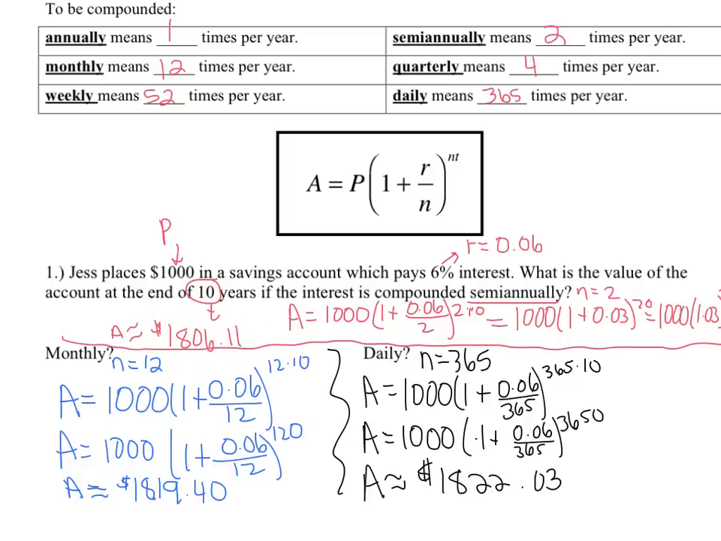If you compound monthly, so 6 times as many times we're going to calculate interest, you'll get about $13.29 more. And if you compound every single day, you'll get the most, $1,822.03.